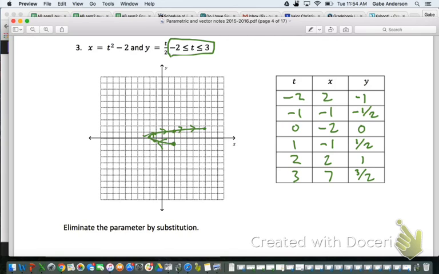Okay, and then did you guys eliminate the parameter? A pretty quick one to do. I would just take y equals t over 2 and say 2y equals t. And then I could plug that in and say x equals 2y quantity squared minus 2. So x is equal to 4y squared minus 2. You can see that's the classic sideways parabola. It opens to the right, but it's been shifted left 2. It's pretty skinny, vertically speaking, scrunched vertically, I guess you could say.